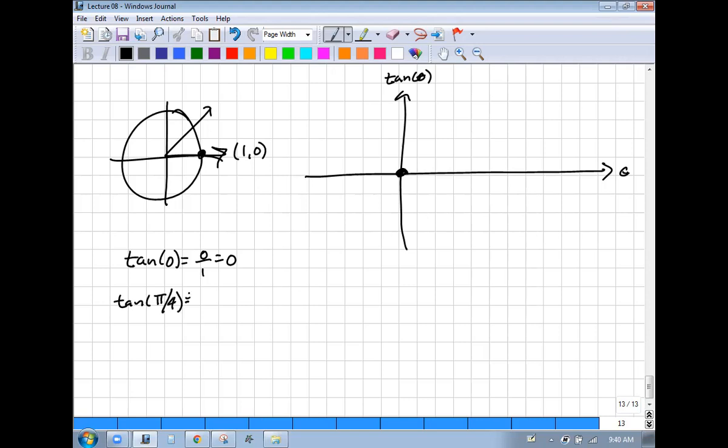Pi over 4. This is where sine and cosine are equal. They're both root 2 over 2, right? So we just get a 1 there. So let's say at pi over 4, I'm at 1.